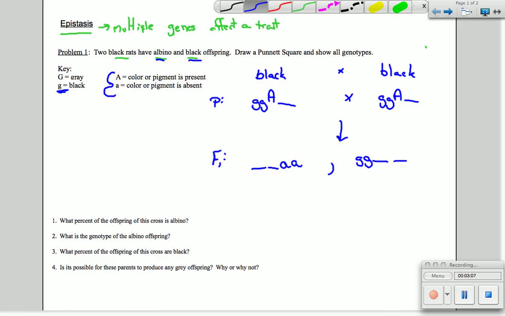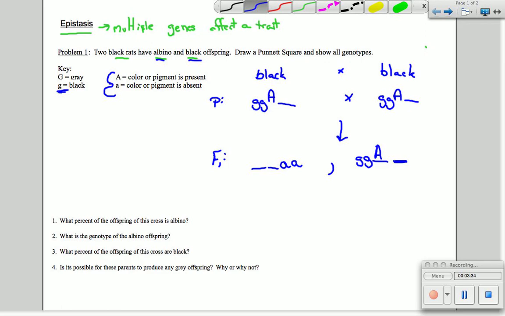Let's consider the black offspring first. The offspring are black, which means I can see pigmentation, I can see color, which means that they must have at least 1 copy of this dominant A trait. At this point, I don't necessarily know what the second allele is here, and we'll prove that with the Punnett square in just a minute.